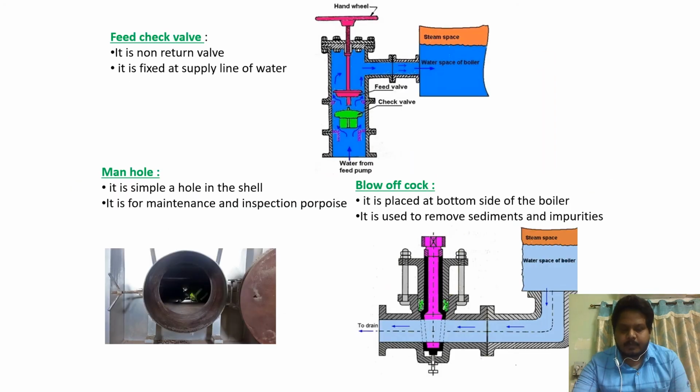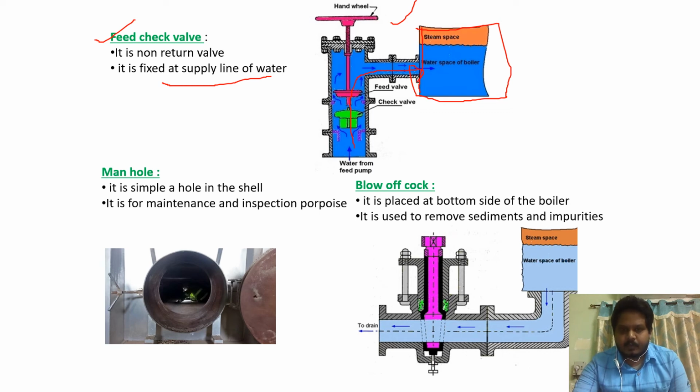The other type of mounting is the feed check valve. It is a non-return valve. It is fixed at the supply line of water. Here in this figure you can see, this is the shell. We supply feed water into the shell this way.